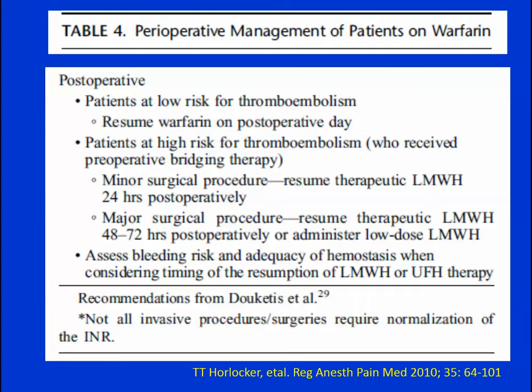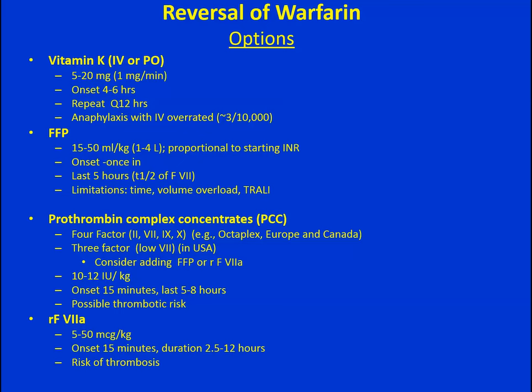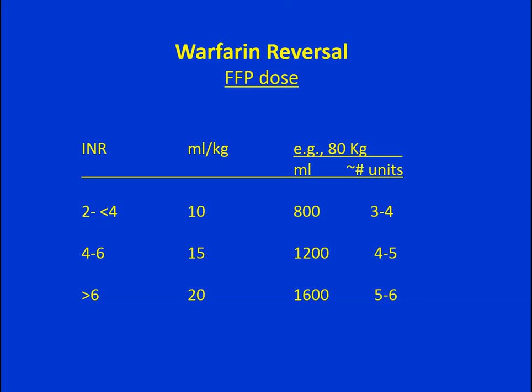I've summarized here the various options and the doses, starting with vitamin K and then FFP, prothrombin complex, and activated factor 7A. This is the recommended dose of FFP based on the INR. When the INR is less than 4, 10 milliliters per kilo, which in an 80 kilogram person would be about 800 cc's. And if it's over 6, 20, which would be 1600 milliliters and 5 or 6 units of FFP.